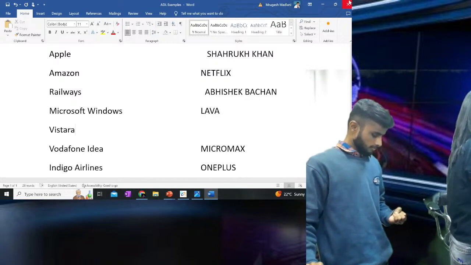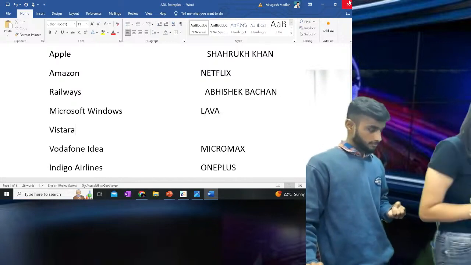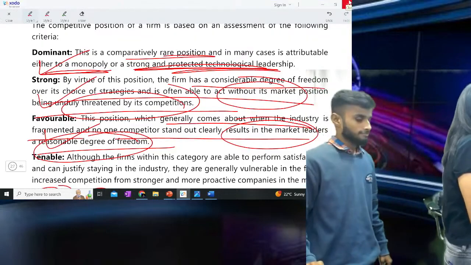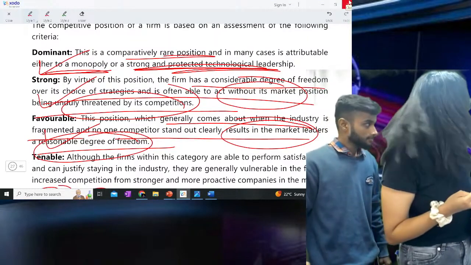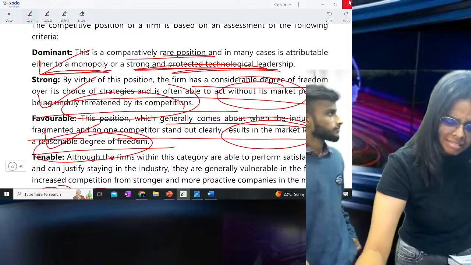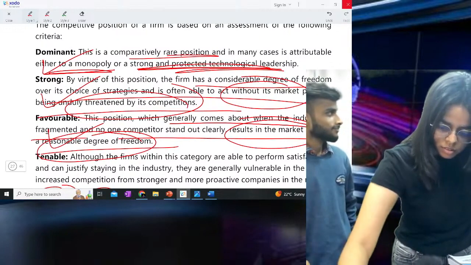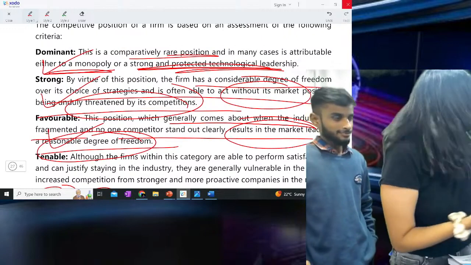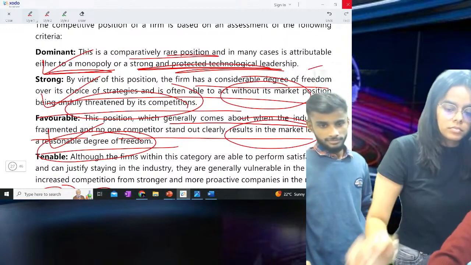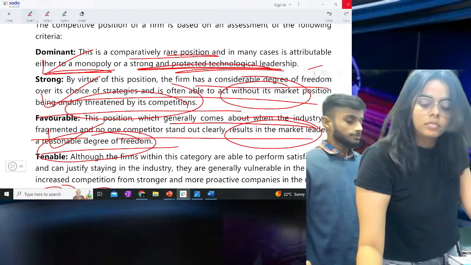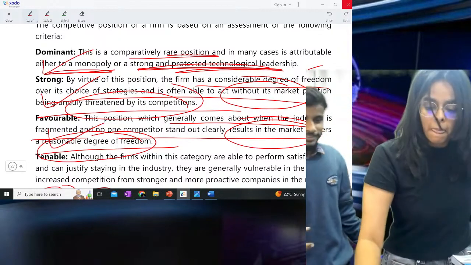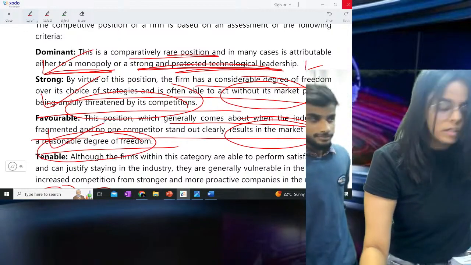You can write here. Alt Tab. You have to write here. Pen. Just do a small arrow. Near leadership, write the example where she tells. Okay. Write there. Chalo, first one is over. Tell me what is the name? Dominant. Clear? Now your turn.